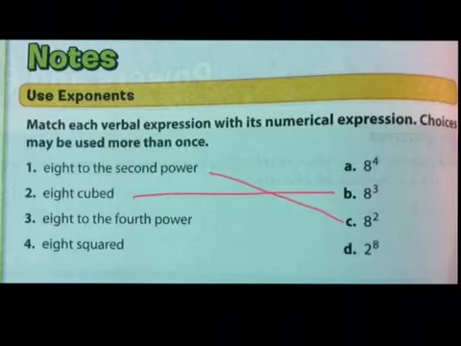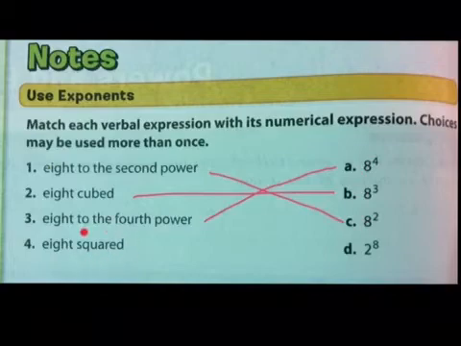8 to the fourth power. There we go. And for number 4, they say 8 squared. They're trying to confuse you by saying 8 squared. Remember, 8 is the base. We've already run out of bases to start with 8, and squared is to the power of 2.